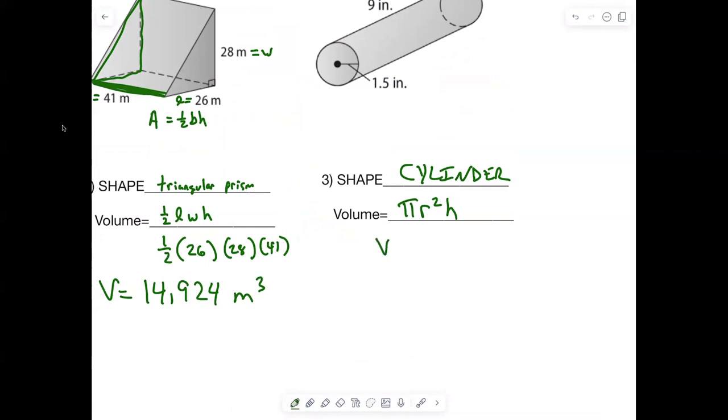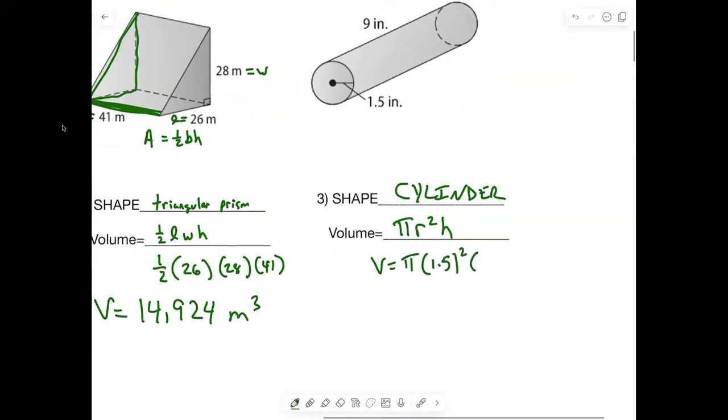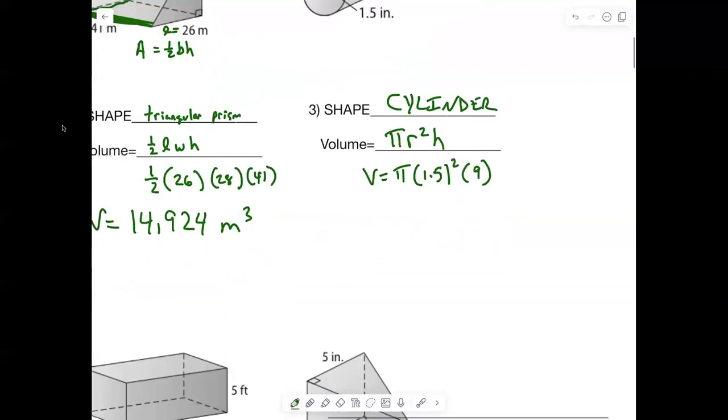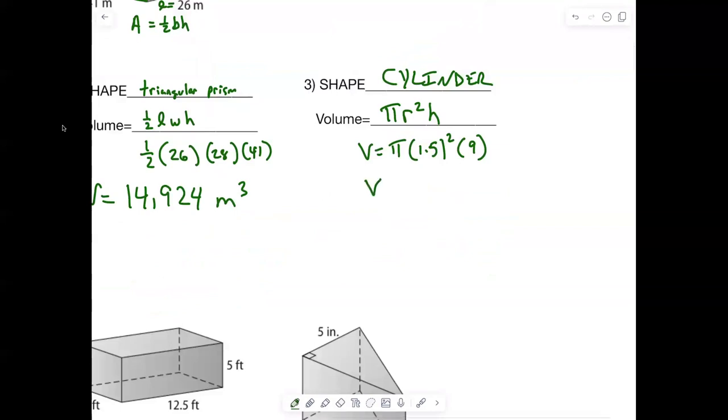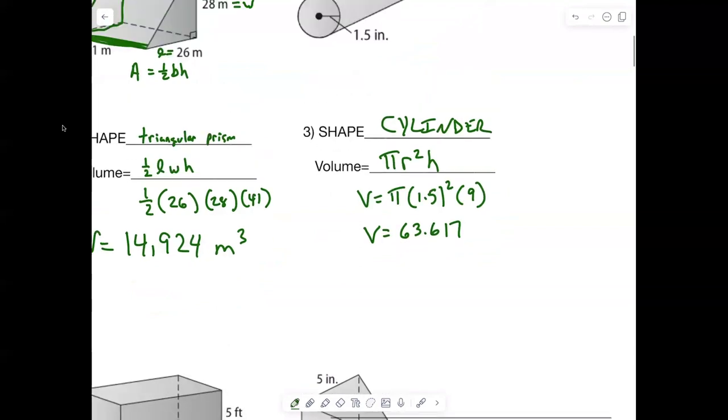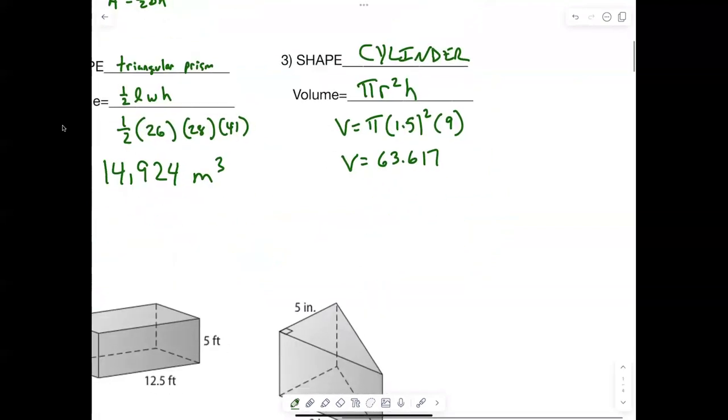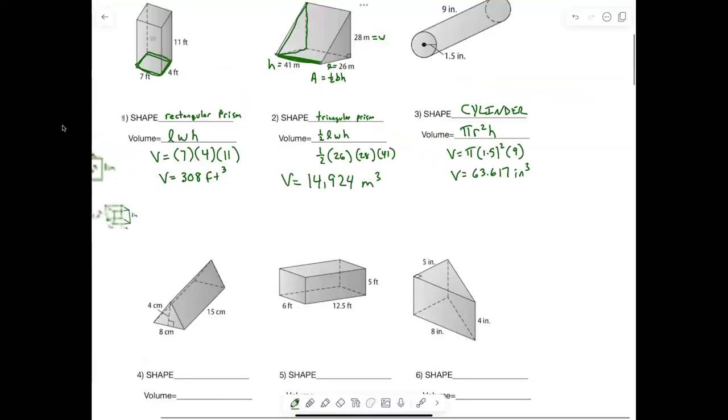So now V equals pi. What's the radius? 1.5 squared. What's the height? 9. Perfect. So everybody type that in your calculator. Pi times 1.5 squared times 9, with pi on your calculator rounded to 3 decimal places. Sebastian, what did you get? 63.617. Did anybody else get 63.617? And units is what? Inches cubed. That's exactly correct.